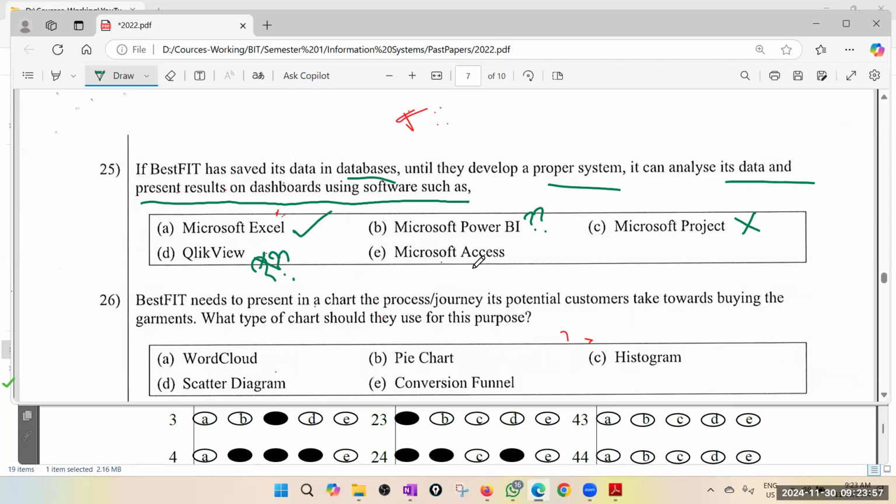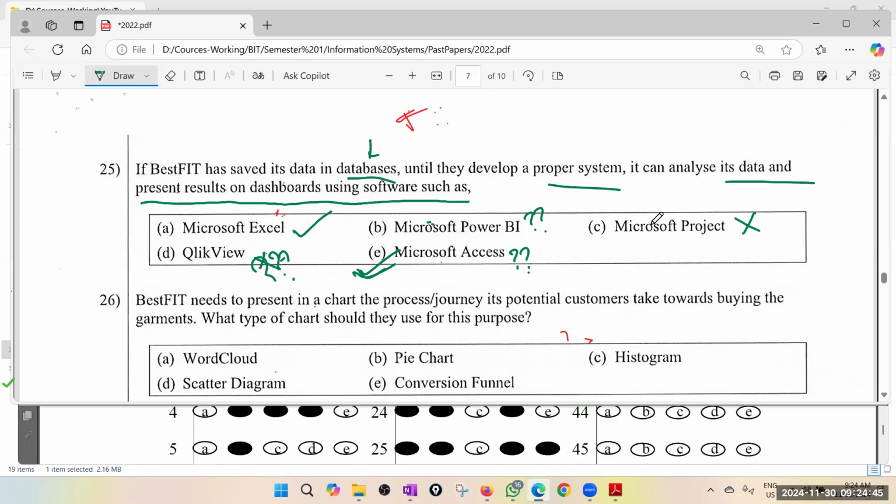Access is a database software. Okay. So it already has a database. To analyze data, can we use Microsoft Access? Of course, Access also has some reporting features. Maybe we can take it to the Access database and do some reporting. So it's here and there again. Okay. Has saved its data in a database until they develop a proper system. Maybe I will go for E because I'm running out of answers also. I'm not very sure about these two. But anyway, Access is another database. If they already have a database, why you need another database is another question. But maybe Access has some reporting features. So therefore, I'll go for E anyway. I'll go for A and E. Anyway, it's a tough question, right?